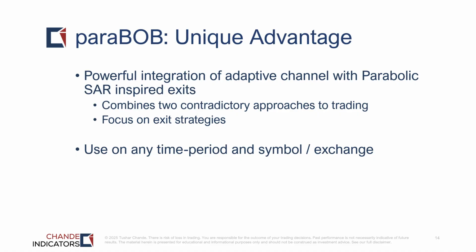So the paraBOB indicator has a unique advantage. It is a powerful integration of the adaptive channel with the parabolic SAR-inspired exits. So again, we're combining two contradictory approaches to trading, but the focus is on exit strategies. And here we also have a very fancy entry strategy because it's adaptive. And of course, it can be used at any time period and symbol or exchange.